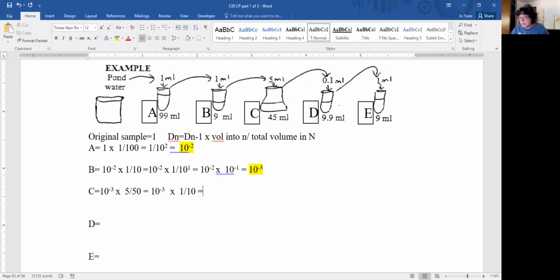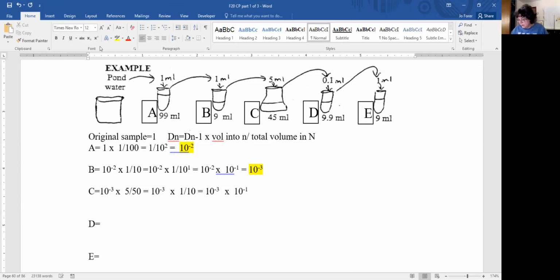Okay, so this is starting to look more familiar again. We've got 10 to the -3 here from our previous container, carried forward. And this time, once again, we're dividing that, reducing it again by a factor of 1 over 10, or 10 to the negative 1.